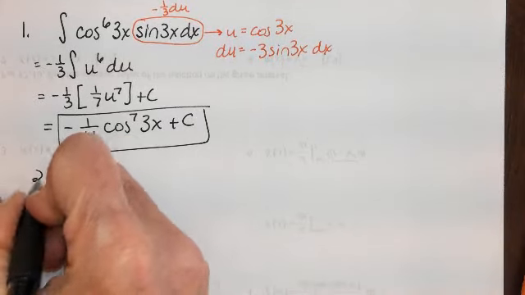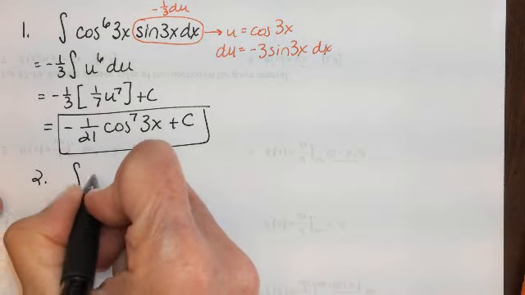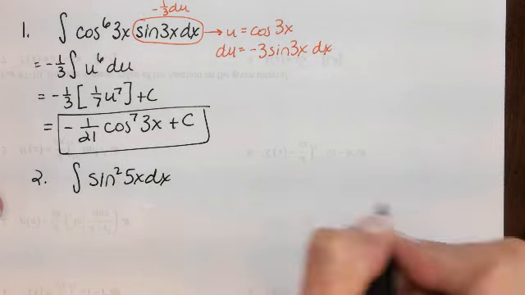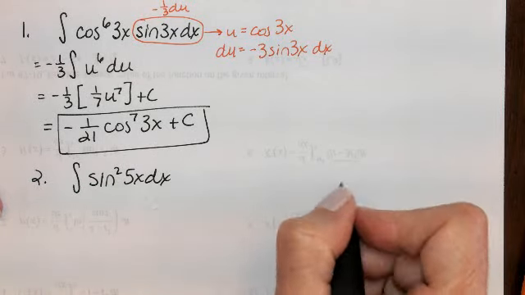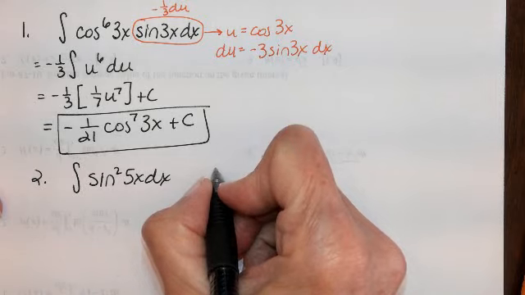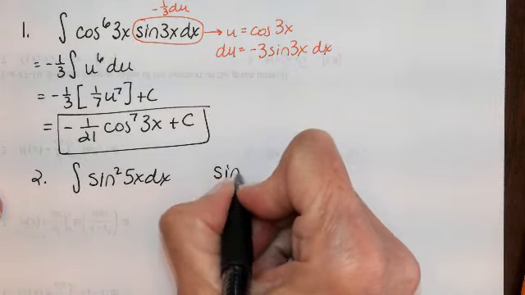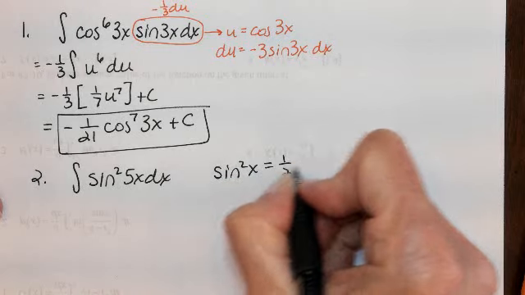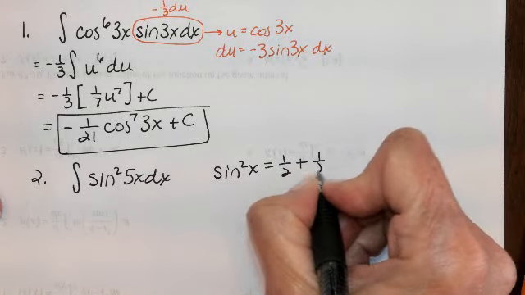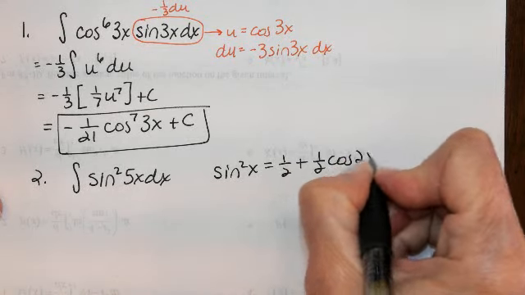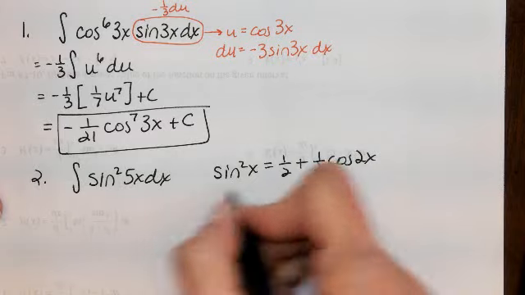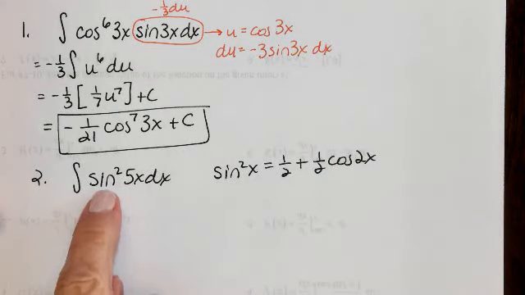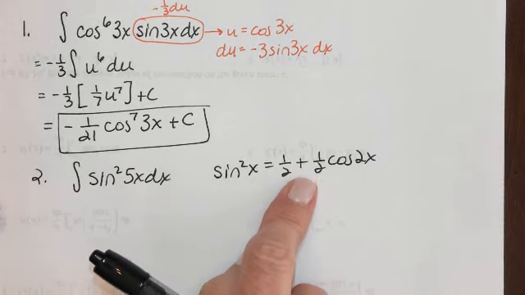Example 2. What if we have sine squared of 5x dx? Well, as soon as I see that sine squared, I know I'm using this. Sine squared is 1/2 plus 1/2 cosine of 2x. This is a trig identity that you got to know. All right? So whenever I see a sine squared, I know I'm going to go and use that.